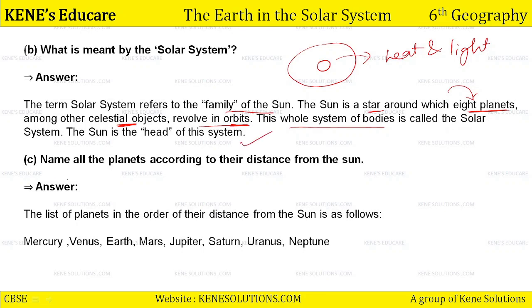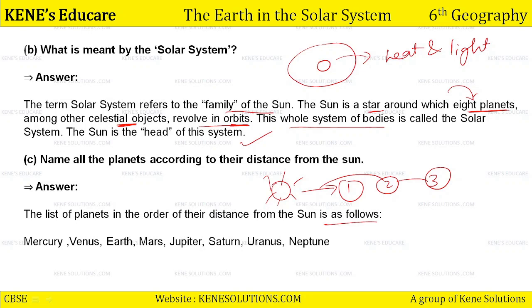Theek hai? C part. Name all the planets according to their distance from the sun. So, for example, if this is the sun, you have to tell which is the first planet nearest to the sun, then the second, then the third, like that. So, the list of planets in the order of their distance from the sun is as follows.